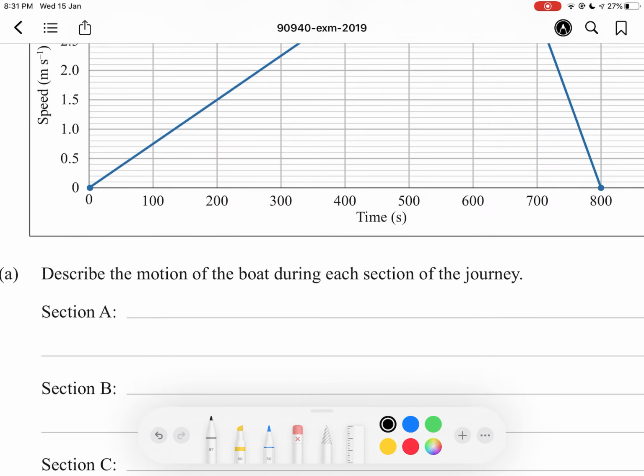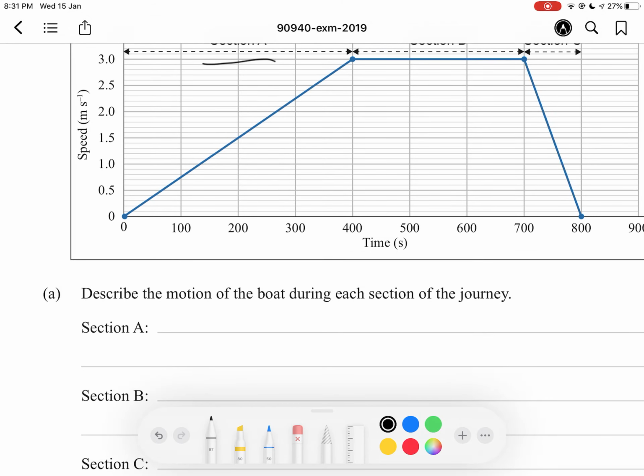So when we say describe, for section A we're going to say it's a constant acceleration because it's a straight line. And a straight line means that for each second there is the same amount of acceleration. If it was a curved graph, then it would be a non-constant acceleration. So for section A, the motion of the boat is a constant acceleration.